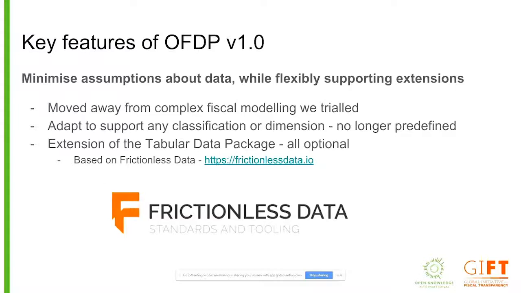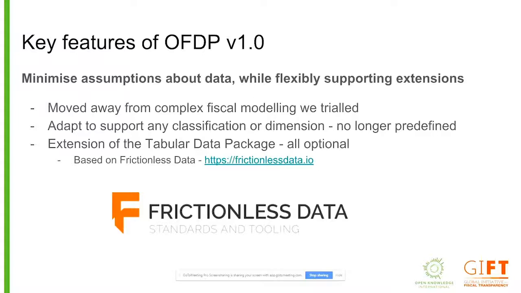So to summarize those, the key features of the current spec is that we minimize the assumptions about data while flexibly supporting extensions. Initially, with version 0.3 and before, we trialed complex fiscal modeling with very specific specifications like COFOG. We recognized that not all data was available in these specifications, and we wanted to be more flexible and work with the data that is out there and that governments are able to publish today. And that's a key feature of version 1.